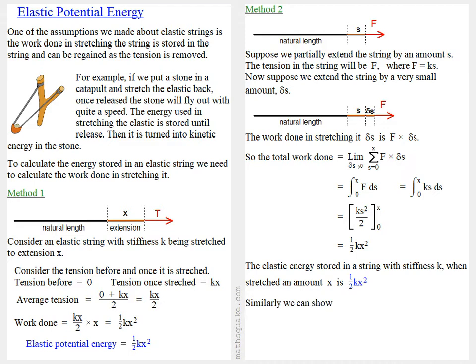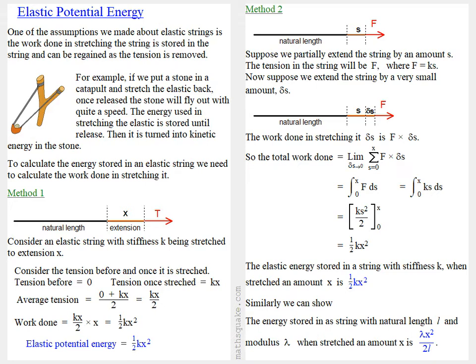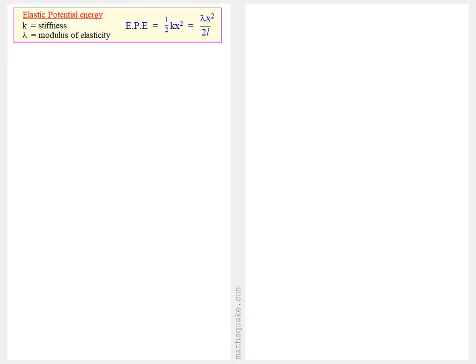And similarly we can show the energy stored in a string with natural length L and modulus of elasticity lambda when stretched an amount x is lambda x squared over 2L. So now we have two important results. If we're given the stiffness K of a string, then the elastic potential energy is a half Kx squared. If we're given lambda, the modulus of elasticity, then the elastic potential energy is lambda x squared over 2L.